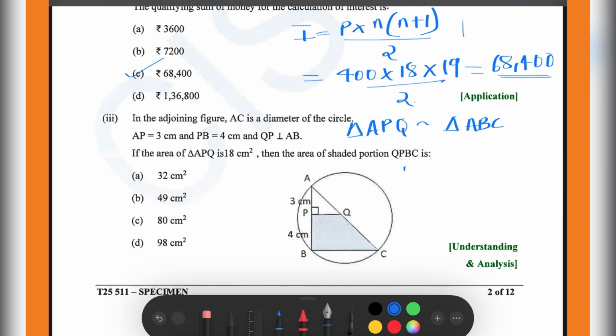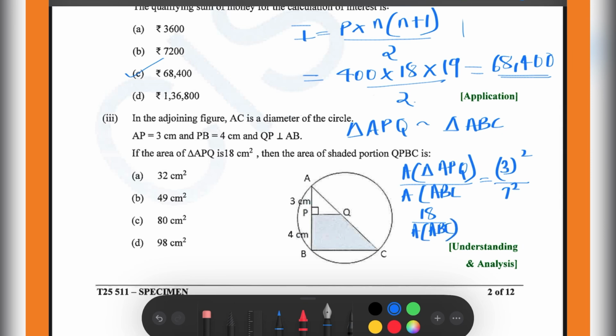So now I am taking area of triangle APQ over area of triangle ABC, which will be with respect to the corresponding sides. What is the corresponding side of APQ? That is 3 cm, and square it. And in terms of ABC, it is AB. Now what is AB? It is given separately as 3 cm and 4 cm. Add them: 3 plus 4 is 7, so 7 squared. Now the area of APQ is given. What is it? 18. So 18 upon the area of ABC, which we don't know, equals 9 upon 49.